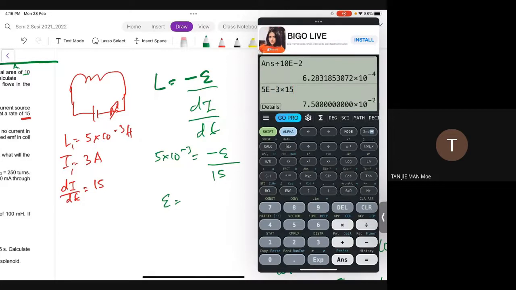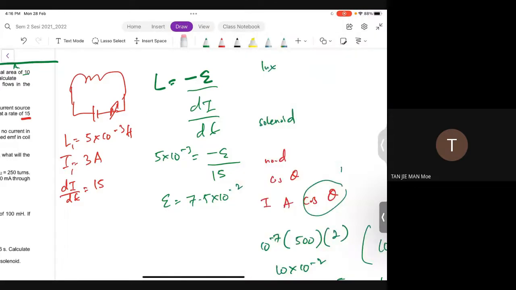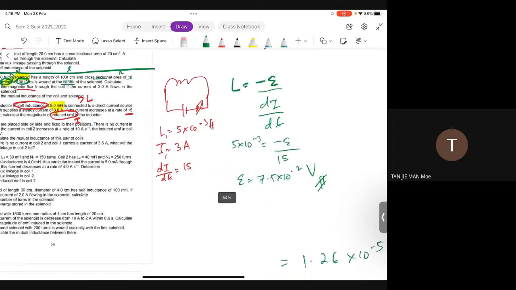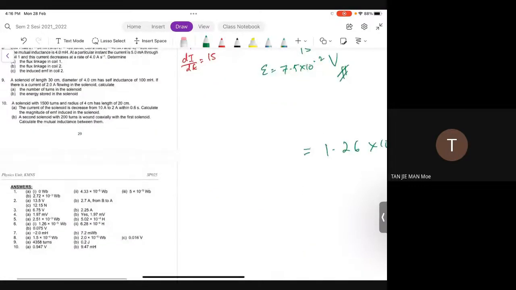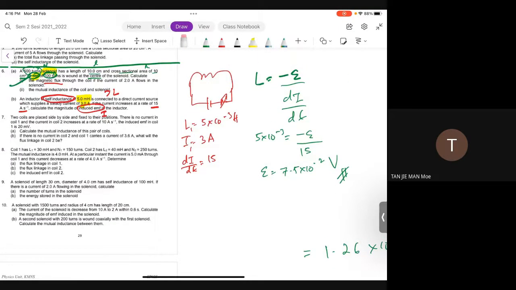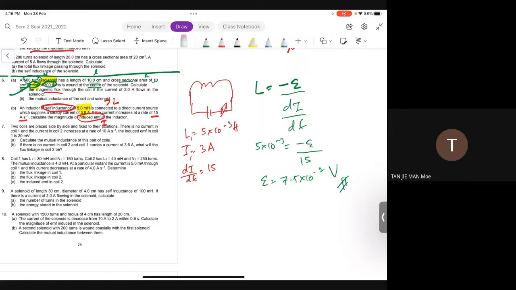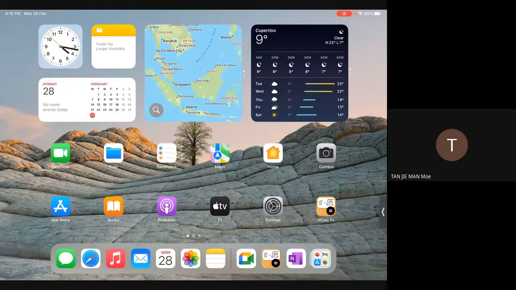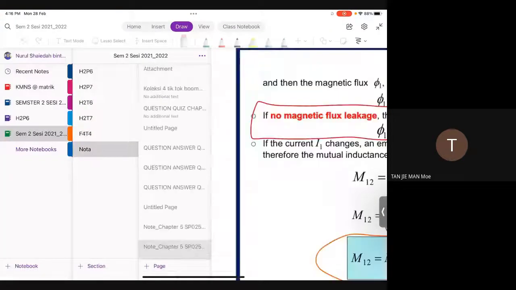So your answer is 7.5 times 10 power of negative 2. And the unit adalah volt lah because dia adalah voltage. So unit saya akan jadi volt. Okay, betul tak? Okay, betul. Negatif ni, kenapa negatif ni hilang? Sebab negatif ini adalah tunjuk, kalau you tengok nota balik, negatif tu hanyalah menunjukkan dia decreasing. Mana nota? Tengok, nota dekat sini, sekejap. Nota, okay.